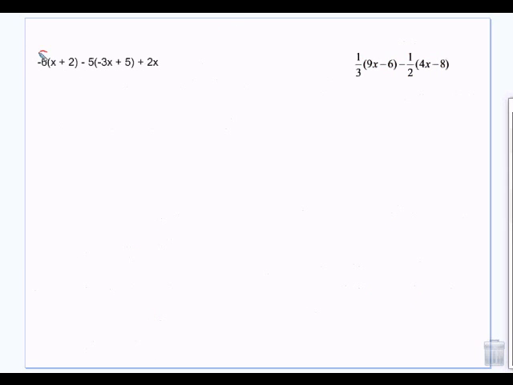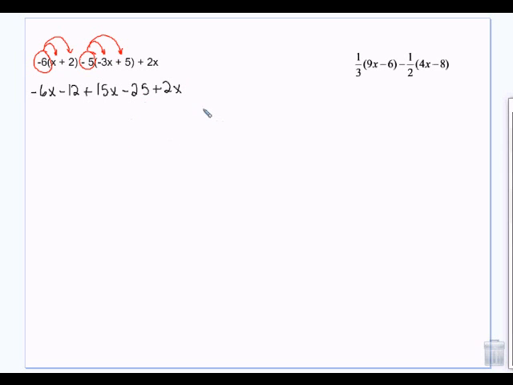I'm going to distribute that -6. Don't forget that the negative has to stay with it. Like this -5 has to go in, so it has to be a -5 times each, not just 5. So I have -6x minus 12. Negative times a negative is plus 15x minus 25 plus 2x.